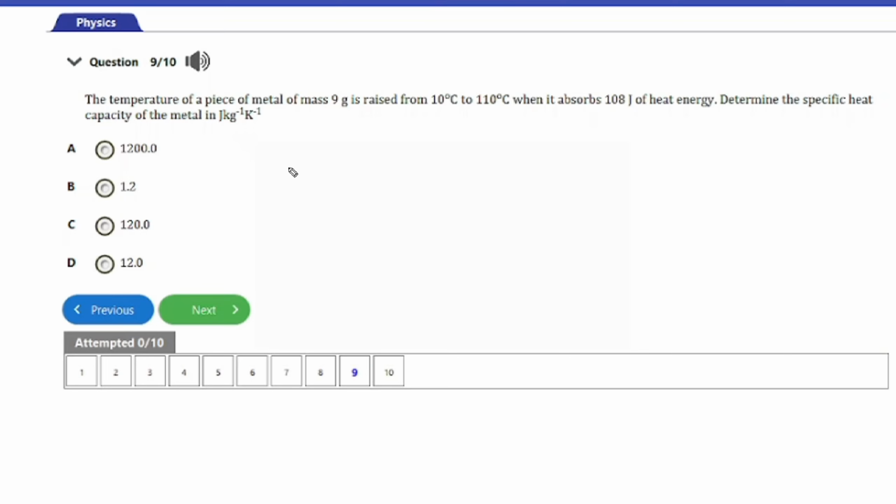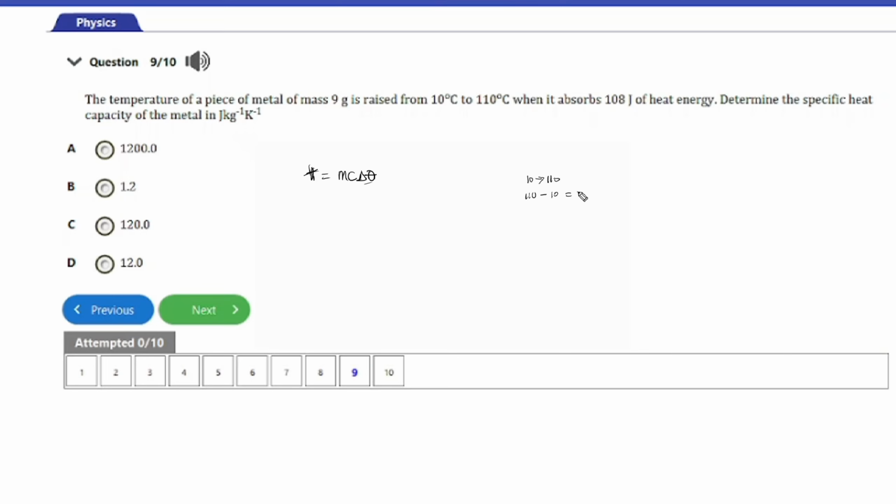Since we know that the heat energy here is equal to mc delta theta or delta T, where m is the mass, c is the specific heat capacity, and delta theta or delta T is the change in temperature. So guys, the change in temperature here is from 10 degrees Celsius to 110 degrees Celsius. So that's 110 minus 10, and that's 100.